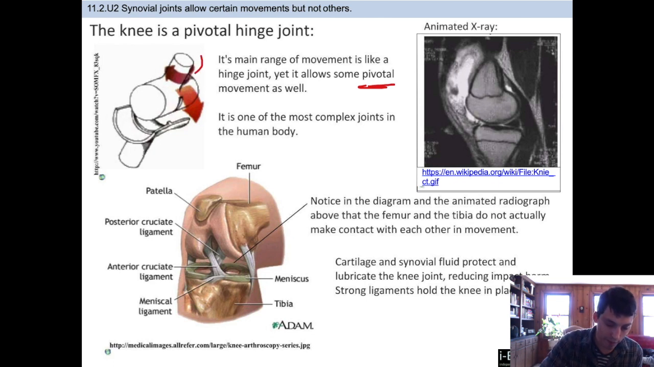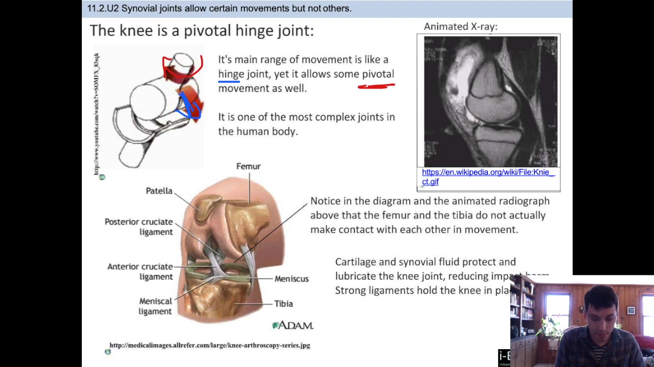So the pivotal movement is this movement shown here where that can turn, it can pivot. So in addition to having the hinge movement, which is just the flex or extend, I can have some pivoting as well. This makes the knee one of the most complex joints in the human body. Because it can do both of these motions, it is really delicate.